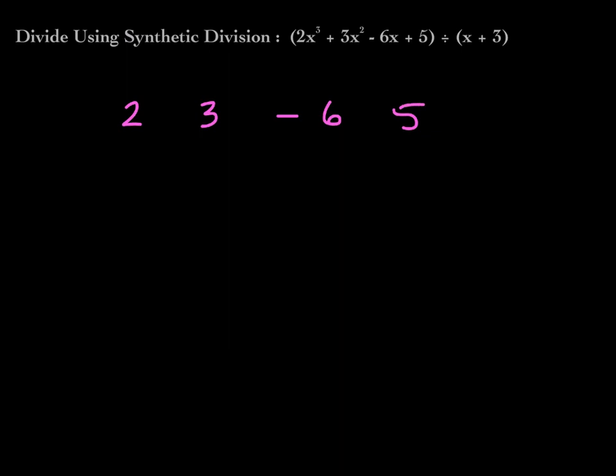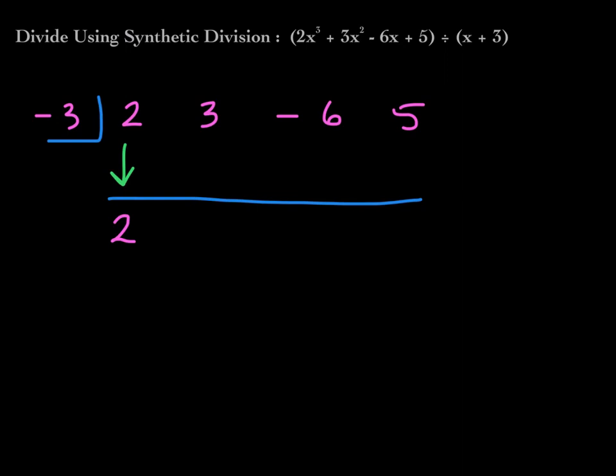And then next, I write my divisor out here. But I write down the number opposite of what I see here. So this is x plus 3, so I write down a negative 3, all right? No variables or anything like that. The first thing I do is bring down this 2 right here. So then that's 2.